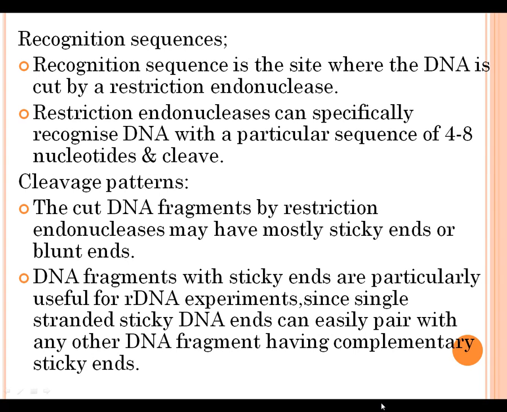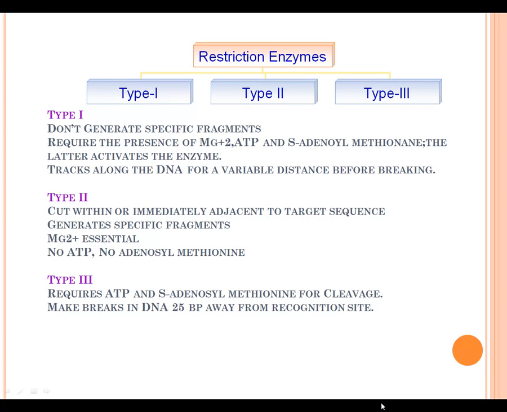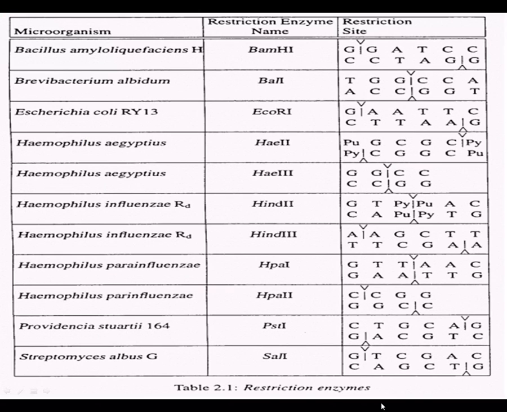The recognition sequence is the site where the DNA is cut by a restriction endonuclease. Restriction endonucleases can specifically recognize DNA with a particular sequence of 4 to 8 nucleotides and cleave it, giving a cleavage pattern and DNA fragments. There are restriction endonuclease type 1, type 2 and type 3. These are the three mechanisms.